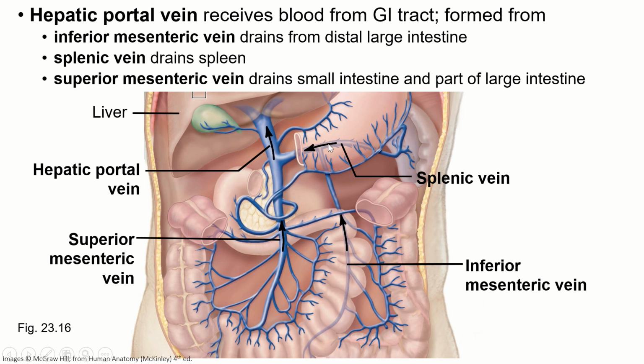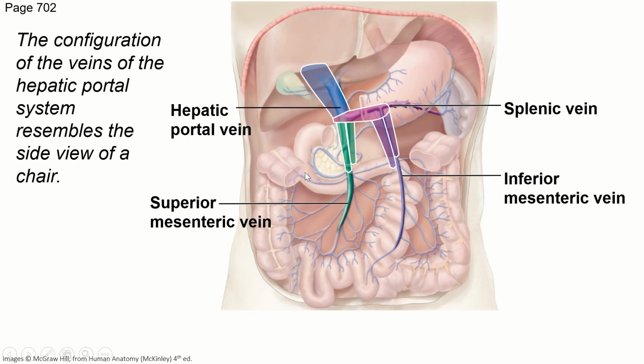Okay, this grouping is called the hepatic portal chair, and that is because it sort of looks like a chair. The splenic vein makes the seat, the inferior mesenteric makes the front legs of the chair, the superior mesenteric makes the back legs of the chair, and the hepatic portal vein makes the back of the chair. I know, it's actually a thing. I didn't make this up.